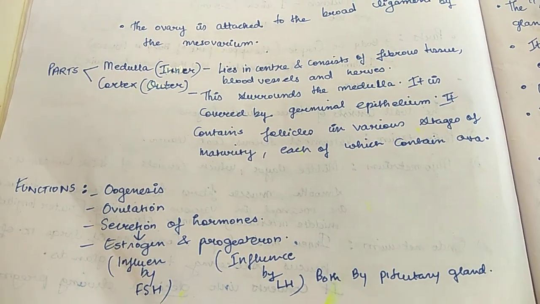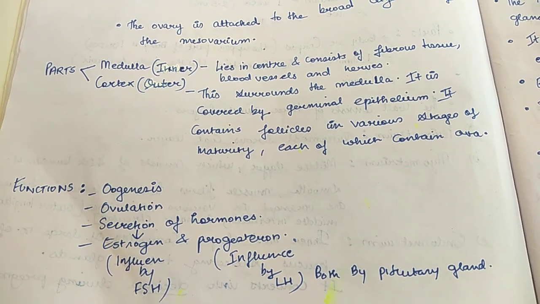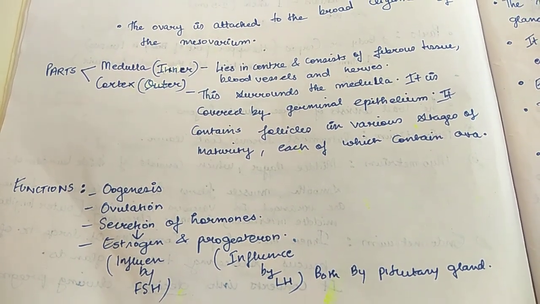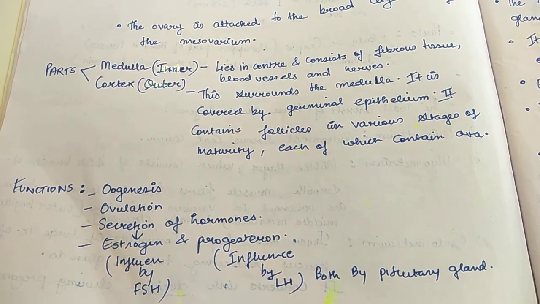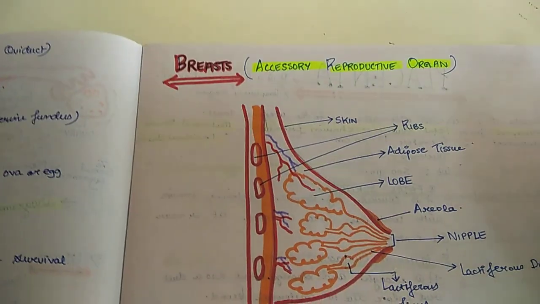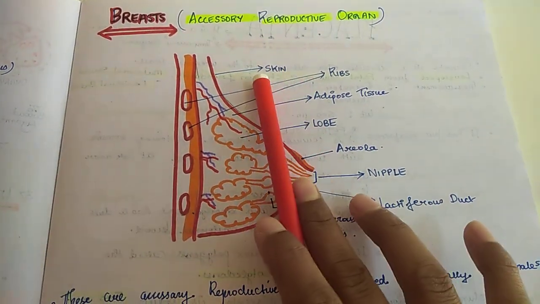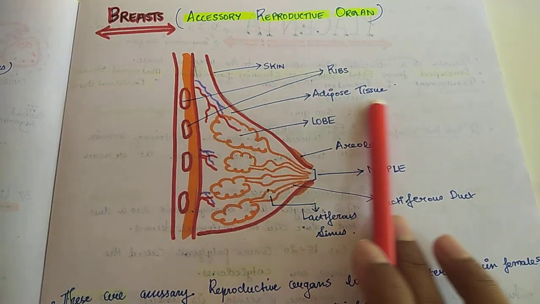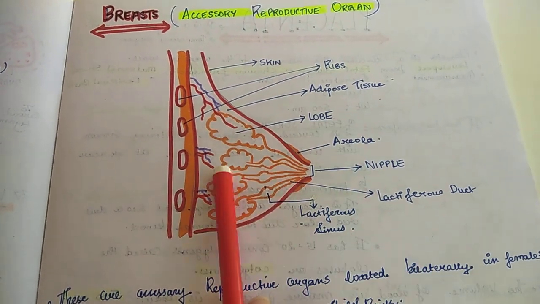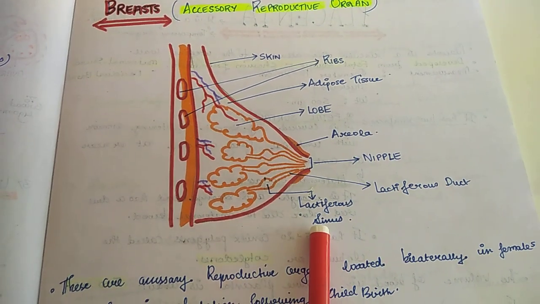So here we have finished both internal and external genital organs. Now moving towards the third part of the female reproductive system, which is the accessory reproductive organ. The accessory reproductive organ in the female reproductive system is the breast. Here we have a diagram of the breast, which includes skin, ribs, adipose tissue, lobes of the breast, areola, nipples, lactiferous duct, and lactiferous sinuses.